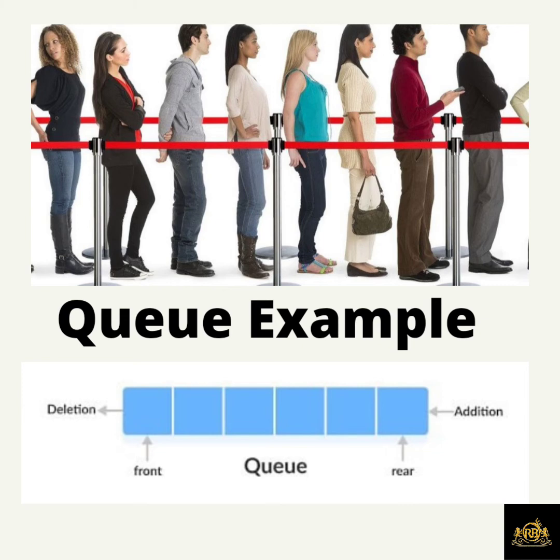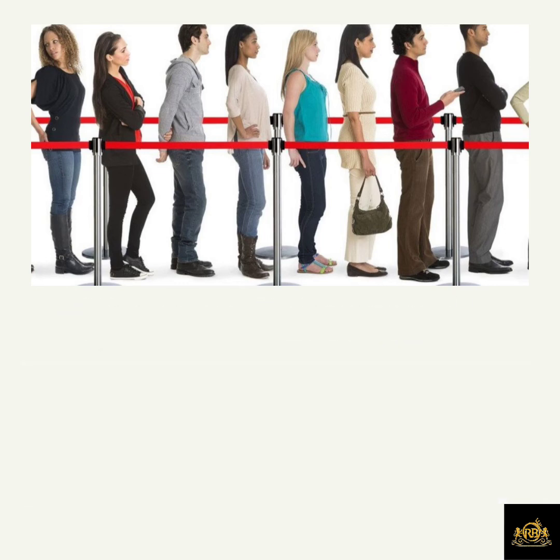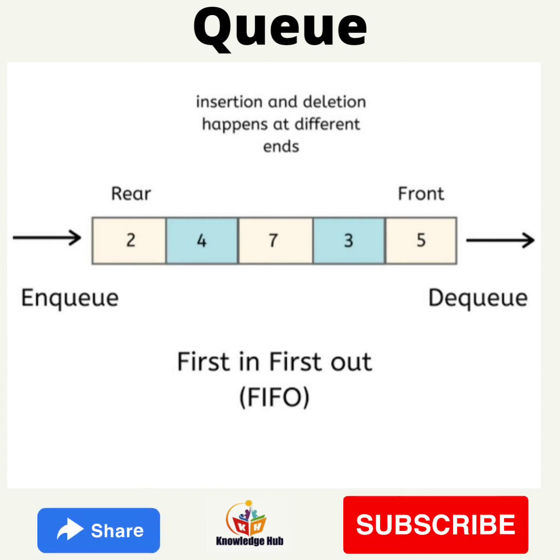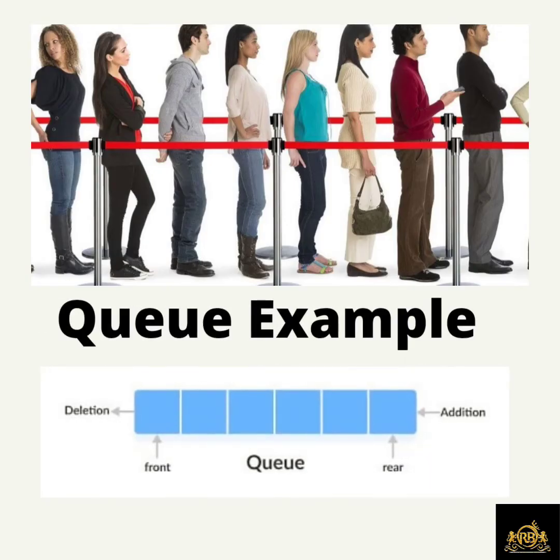So these are the two ends of the queue, and the queue follows a procedure which is called first in first out, FIFO. Meaning whichever element has been entered first will be the element to be deleted or removed first. So this is about the stack and the queue.